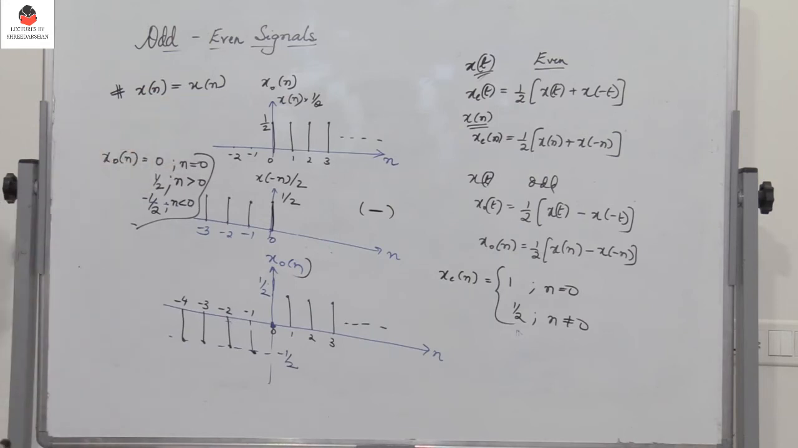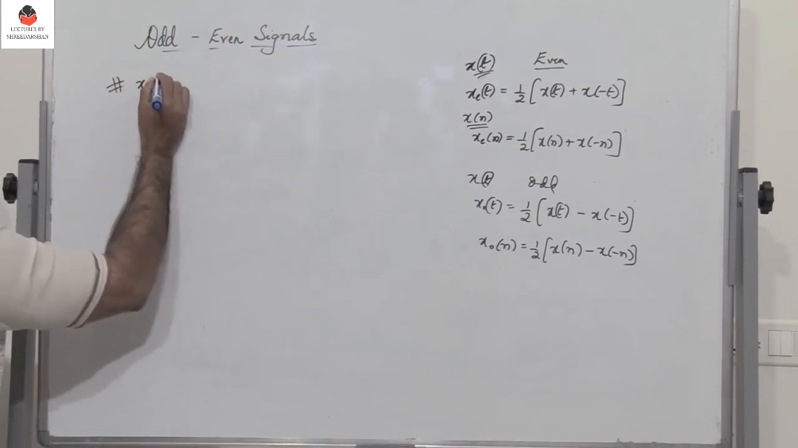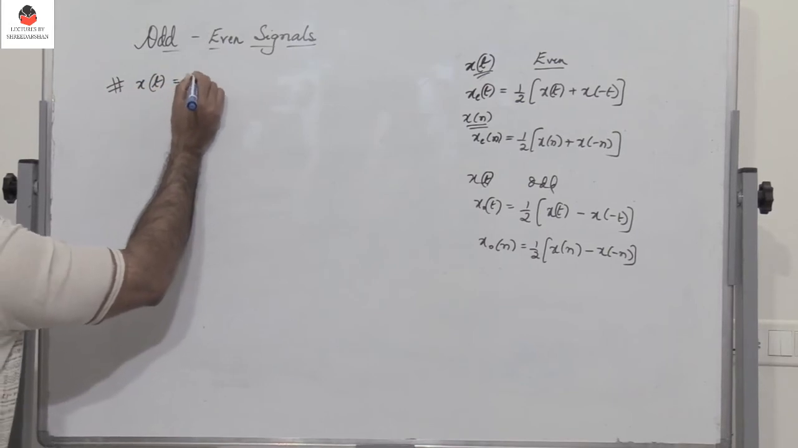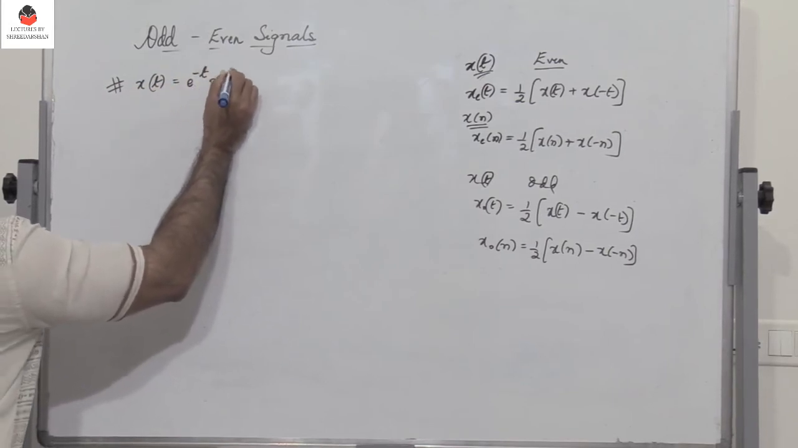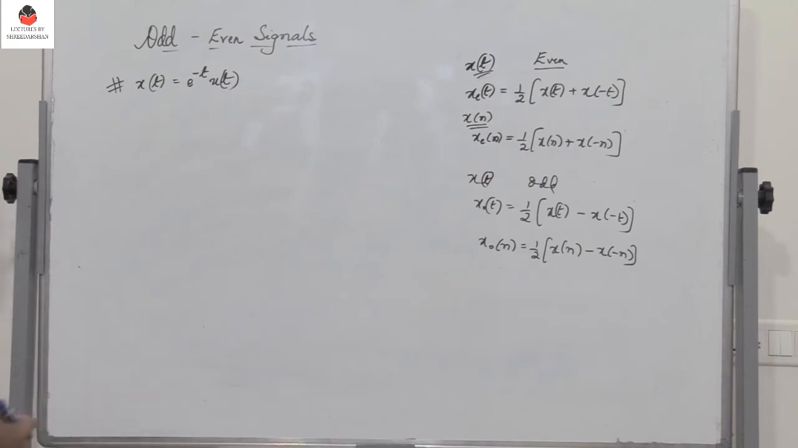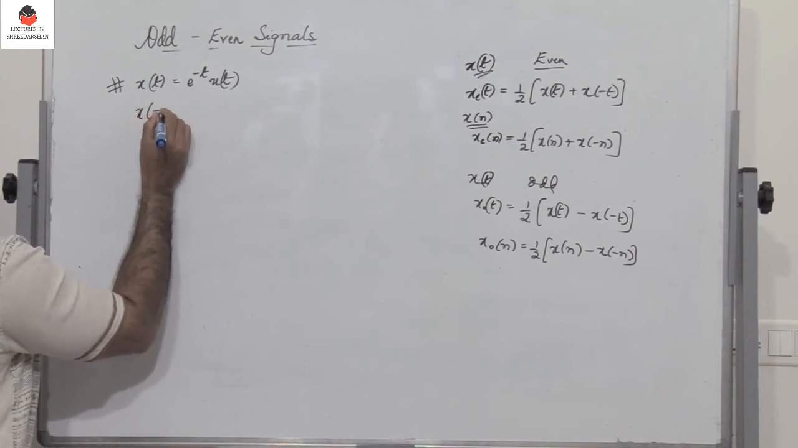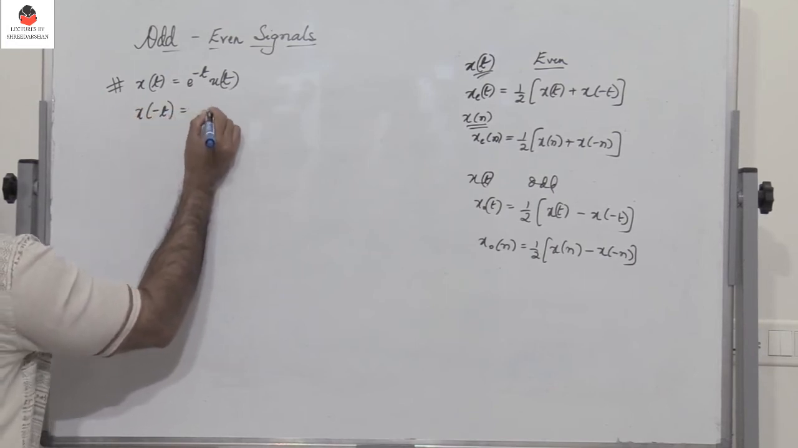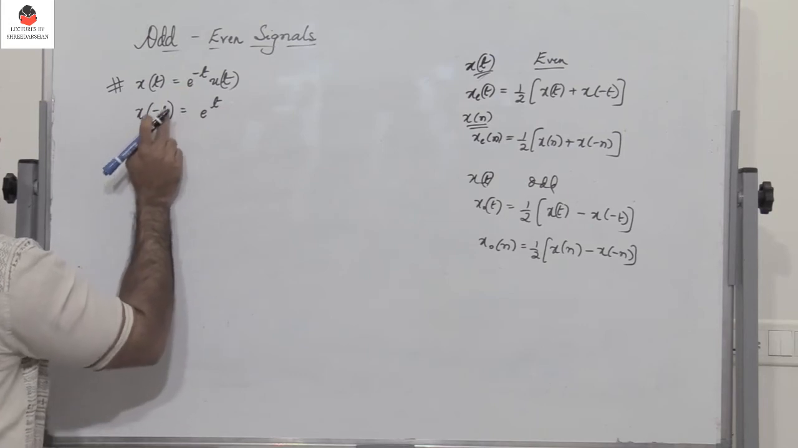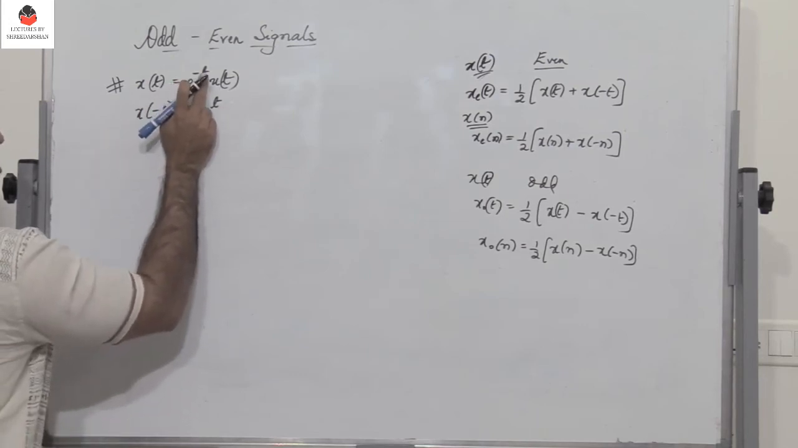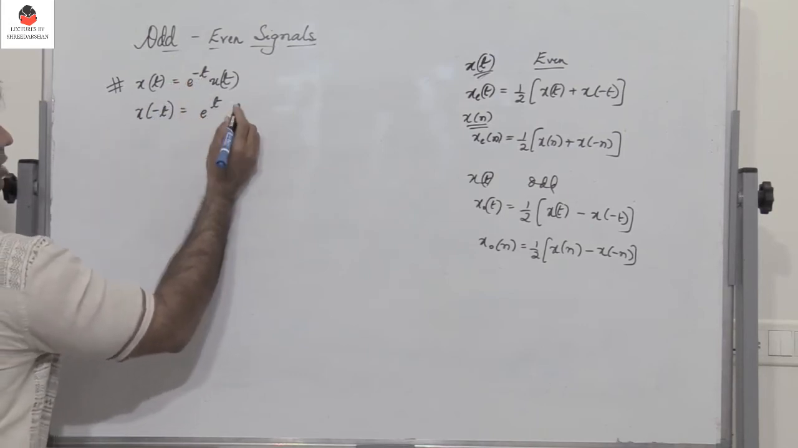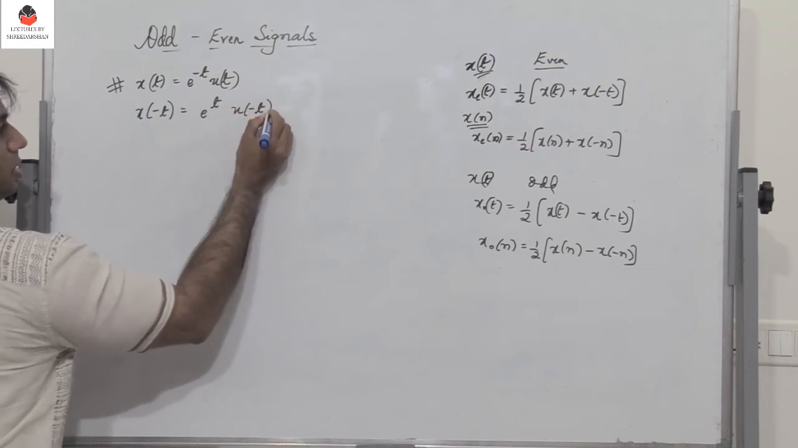Another problem: if x of t equals e power minus t into u of t, find the even component and the odd component. Now to get the even and the odd component, I need x of minus t. So x of minus t is e power t. Wherever t is there, replace it by minus t. So minus of minus t becomes plus t here, and this is u of minus t.